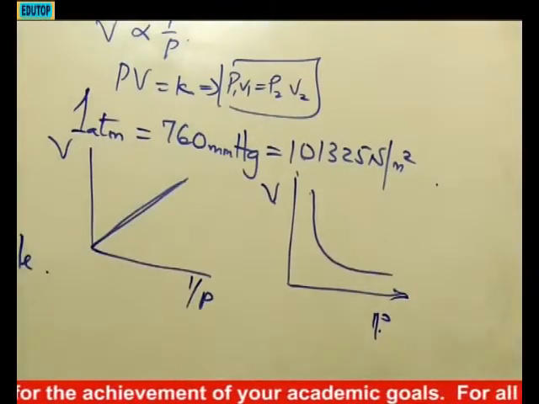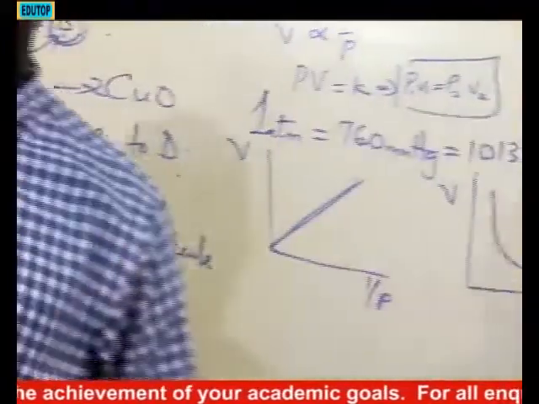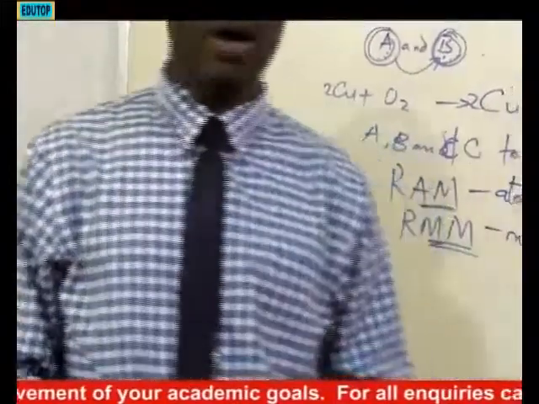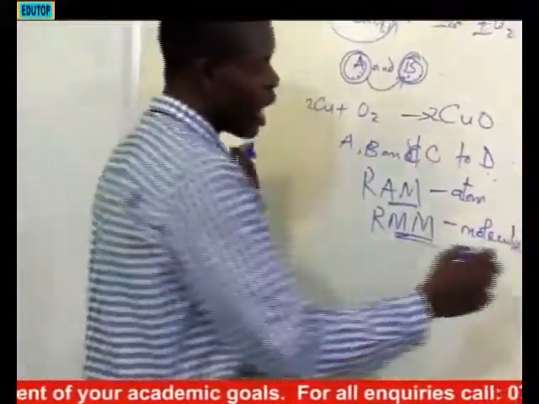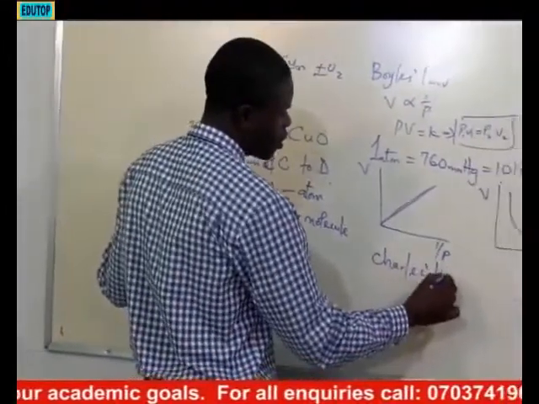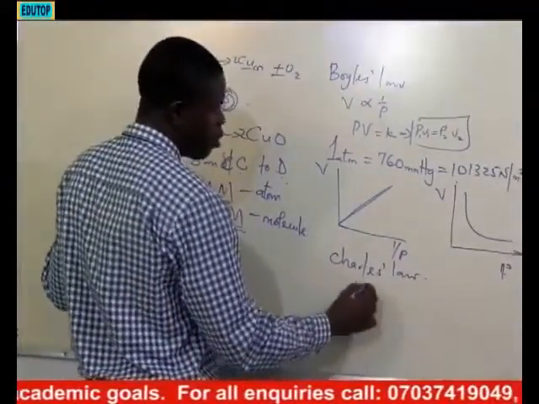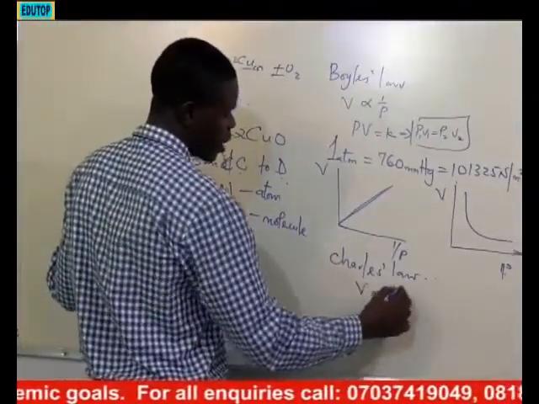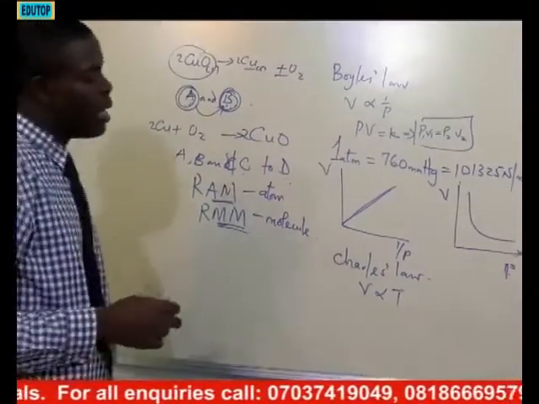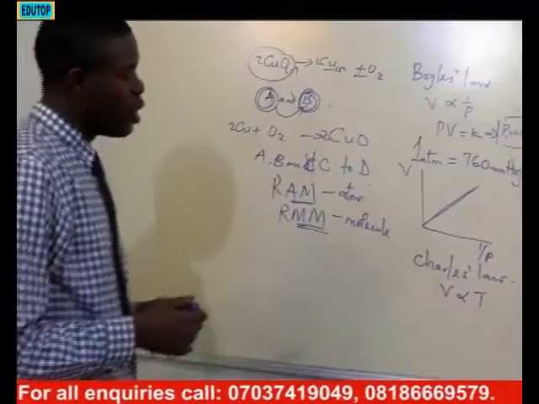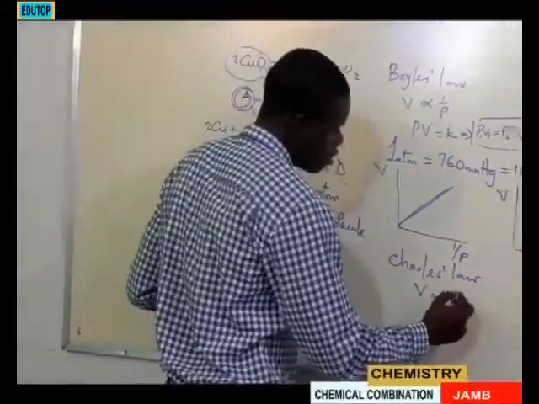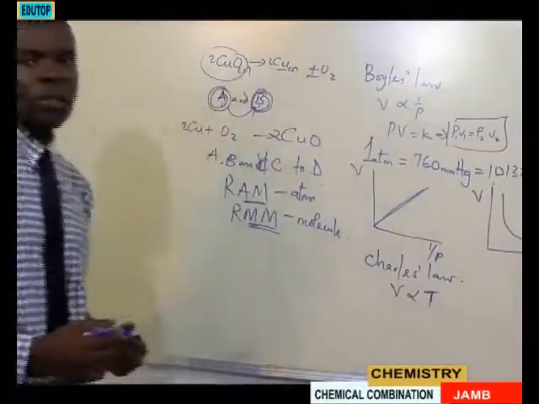So you can have so many other examples. Then you also have Charles' law. Charles' law talks about the volume of a given mass of gas being directly proportional to what? Temperature, provided the pressure remains constant.